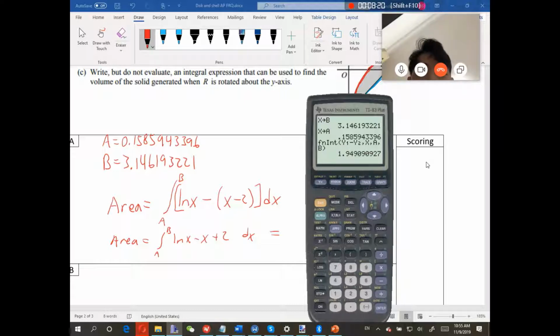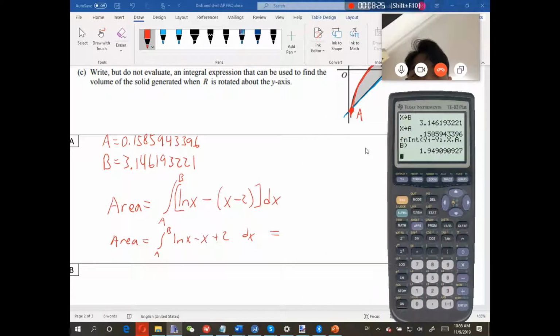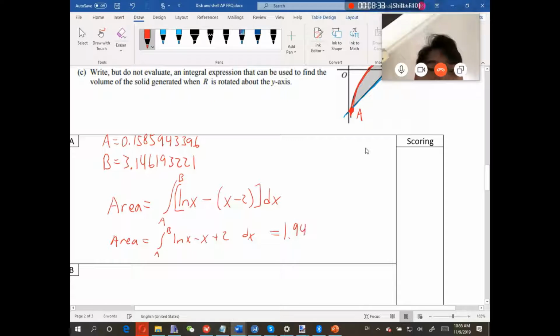and that's my integral. Okay, so our area was equal to 1.949090927. Okay, any questions on our setup? Okay.